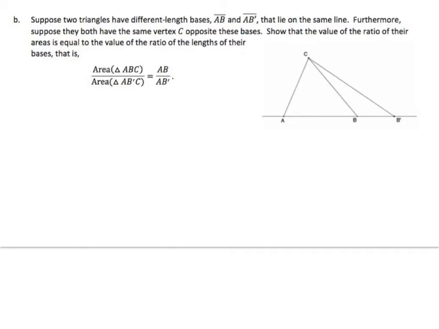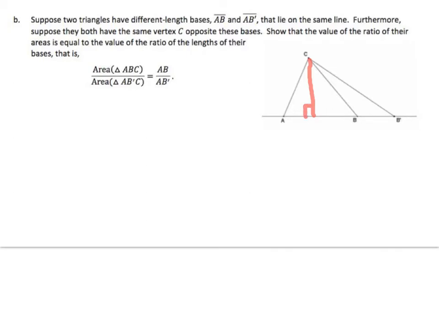Suppose two triangles have different length bases, segment AB and segment AB prime, that lie on the same line. Furthermore, suppose they have the same vertex C opposite these bases. Show that the value of the ratio of their area is equal to the value of the ratio of the lengths of their bases. So area of triangle ABC over area of triangle AB prime C is equal to the length of segment AB over the length of segment AB prime. Okay? So I need an altitude. And that altitude is going to be the same for both triangles.